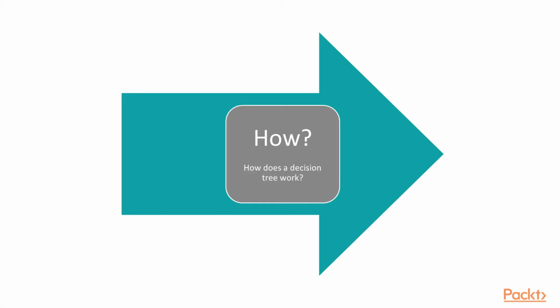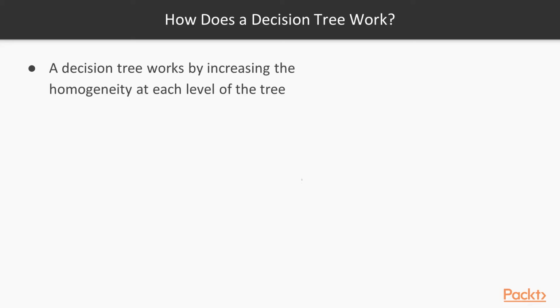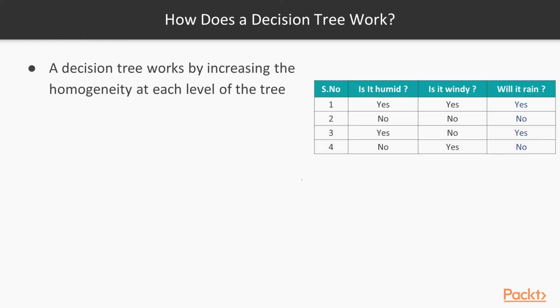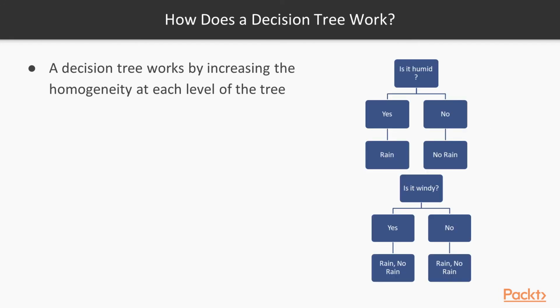Now let's do a bit of a deep dive into this construction part. A decision tree is developed in such a way that the homogeneity is increased at each level of the tree. Now consider a place which has a tropical climate, where whenever it is humid it will rain, irrespective of the wind conditions. So here there are two ways to construct the tree. First, consider the humidity feature. If we consider the humidity feature, we straight away know that if it is humid, it will rain. If it is not humid, it will not rain.